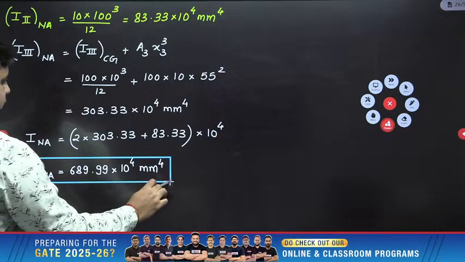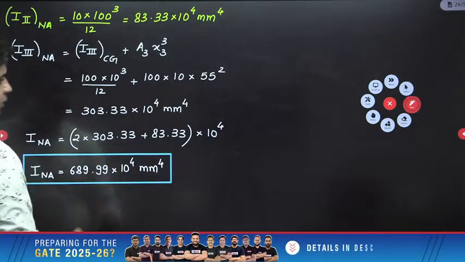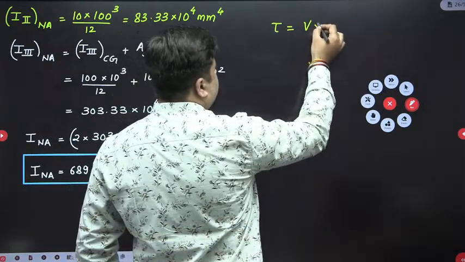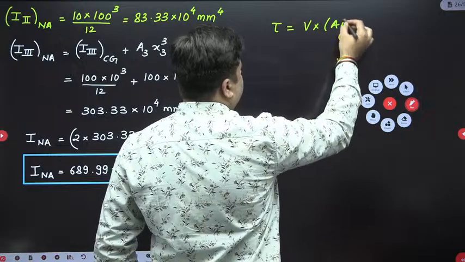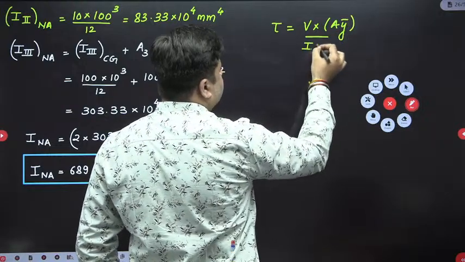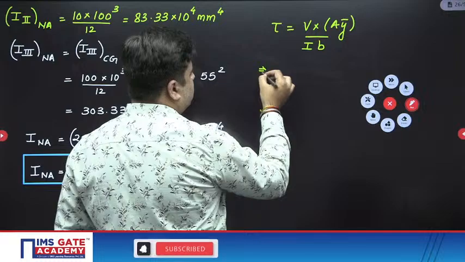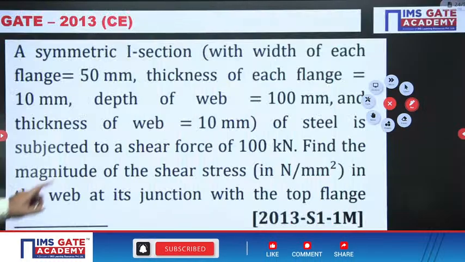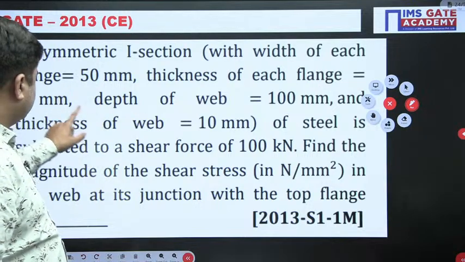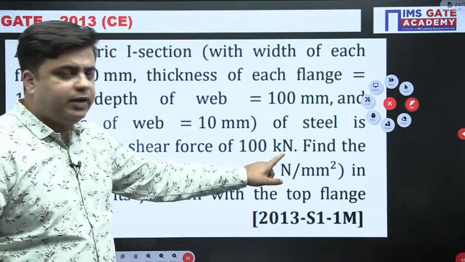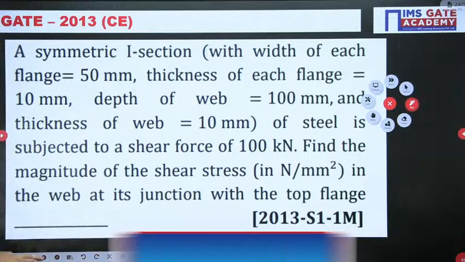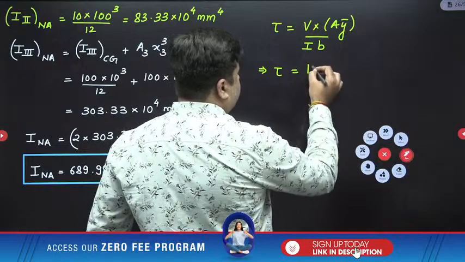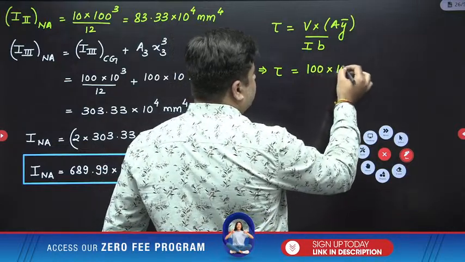You know all the values. Now calculate the shear stress on the fiber. So shear stress on the fiber is equal to V into A Y bar upon I B. So shear stress tau is equal to shear force. The shear force over the section is given to you as how much? The shear force over the section is 100 kilonewton. Keep this in Newton. So 100 into 10 raised to the power 3 Newton.